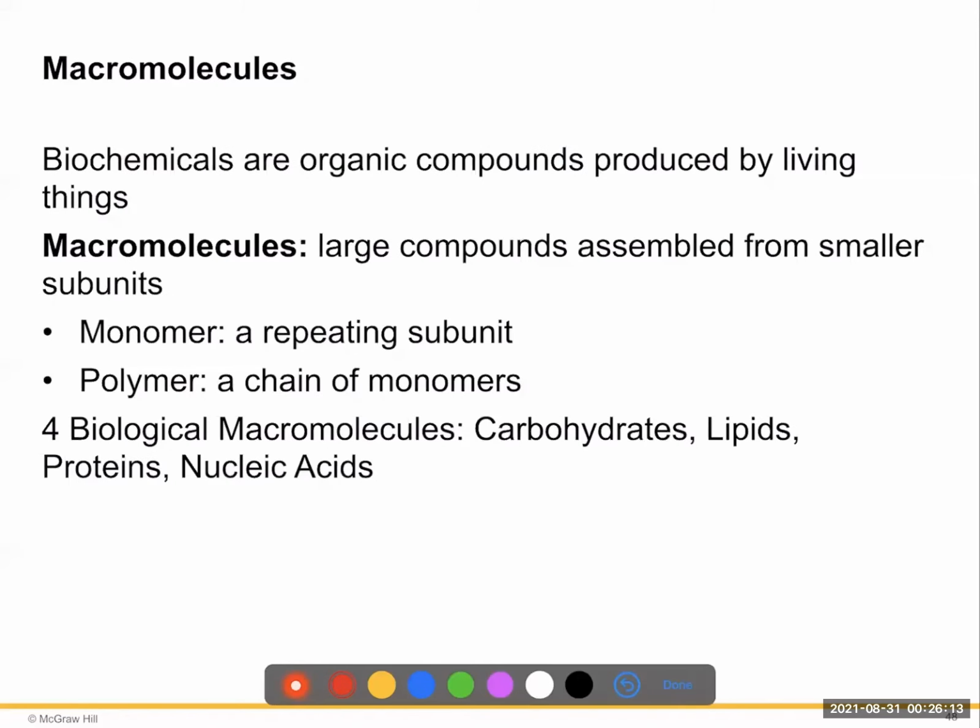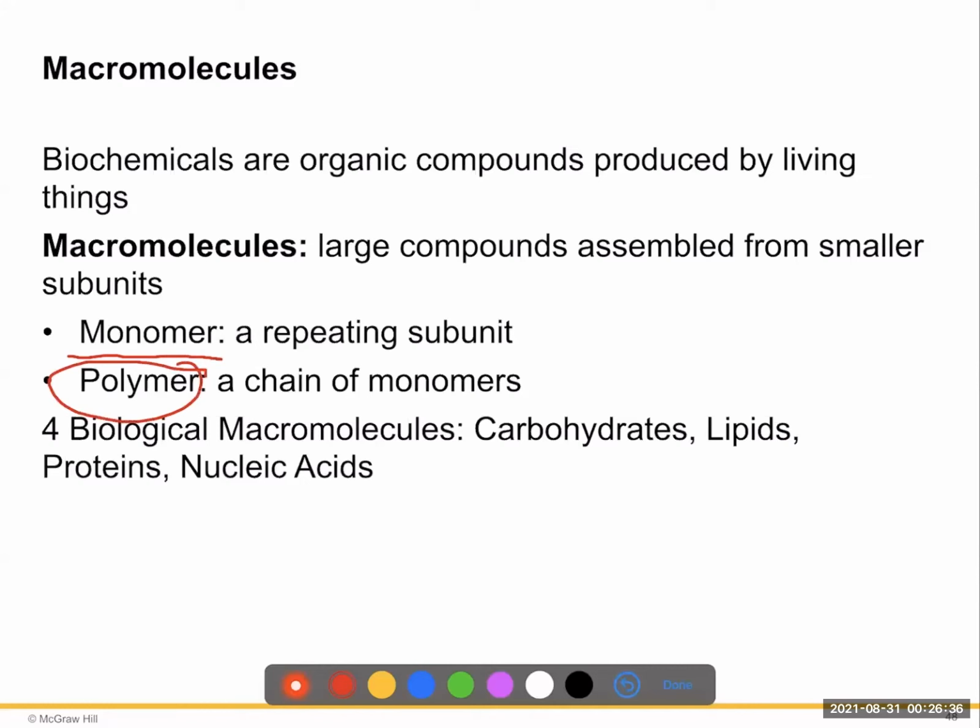Macro means large, micro means small. So macromolecules are large molecules that we live on, that are used for survival. Biochemicals are organic compounds produced by living things. Macromolecules are large compounds assembled from smaller units. A monomer is a small unit, that's what gets repeated. A polymer is a chain of monomers.